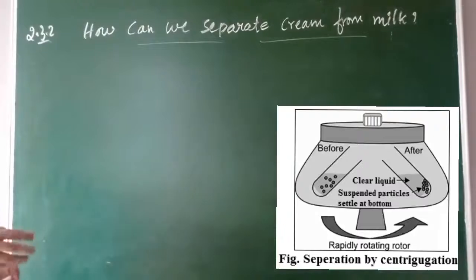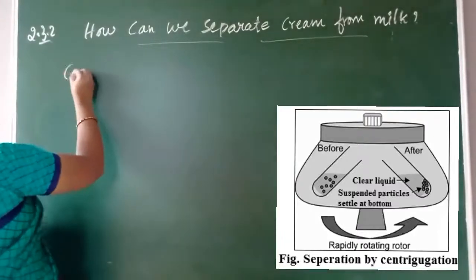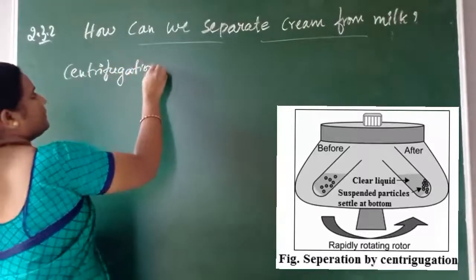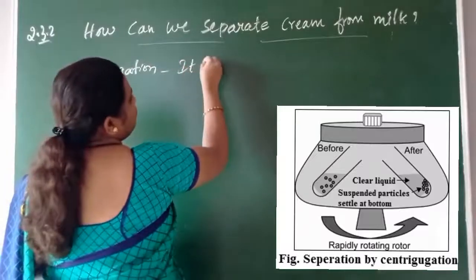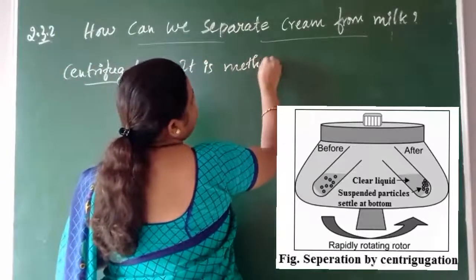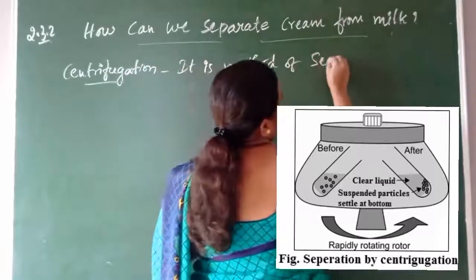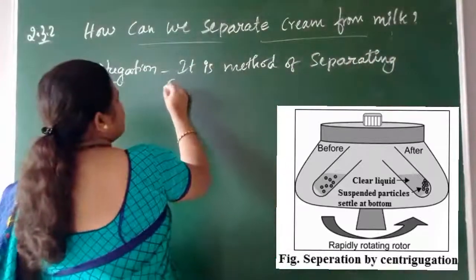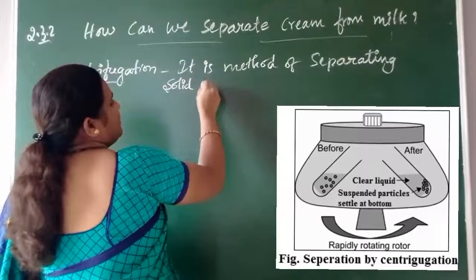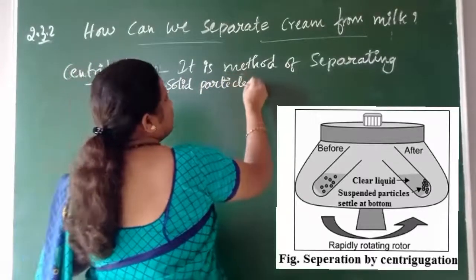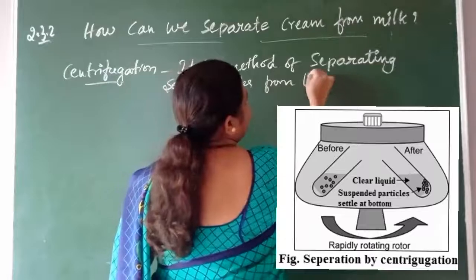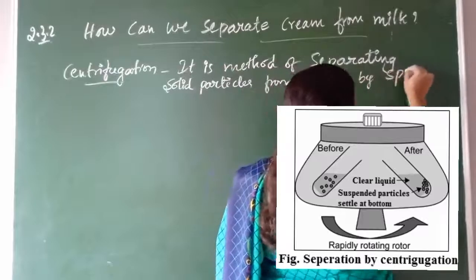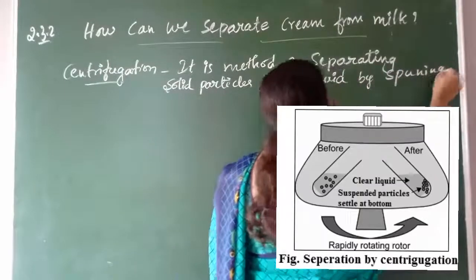And the main applications of this method are, first I'll write the centrifugation definition, children. It's a method of separating solid particles from liquid by spinning rapidly.